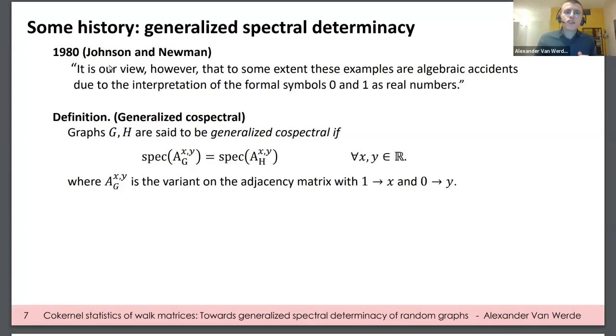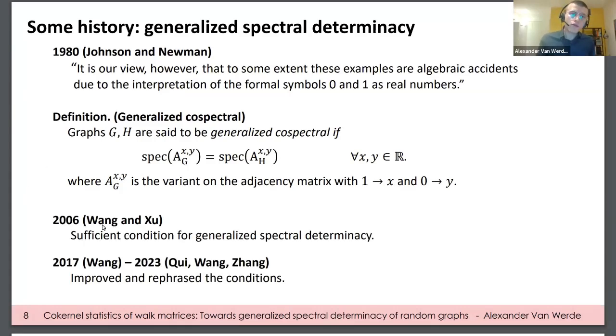Well, back in the days of Johnson and Newman, they could show that this is in some sense a well-behaved notion. So one could prove that it's equivalent to a bunch of other notions. But I would say it was not that obvious back then that this was really a solution to the problems which usual spectral determinacy has. More recently, however, there has been some very promising progress.